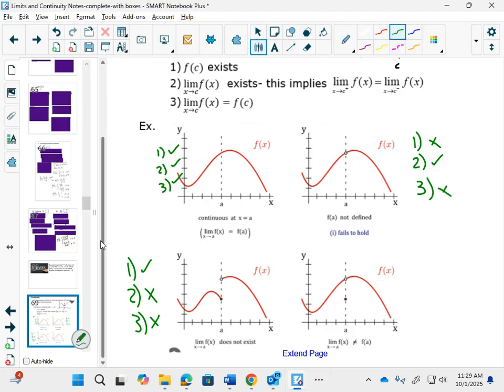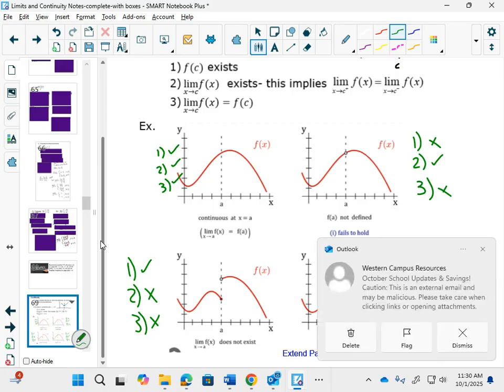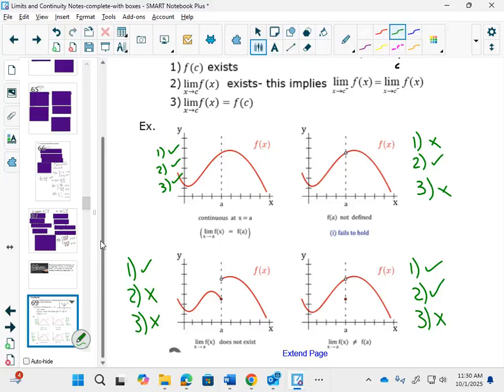Okay? The last one, 1 is good. 2, the limit exists, is good. 3 is bad. Because the limit exists, the limit would be 1, 2, 3, 4, 5-ish, 4.5-ish, right? But the actual value of the point is just under 3.